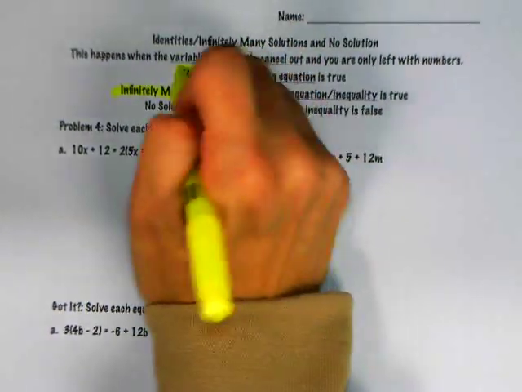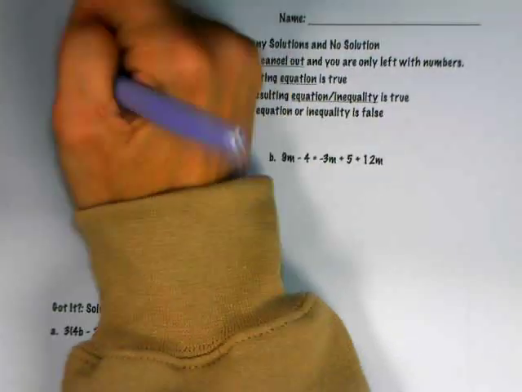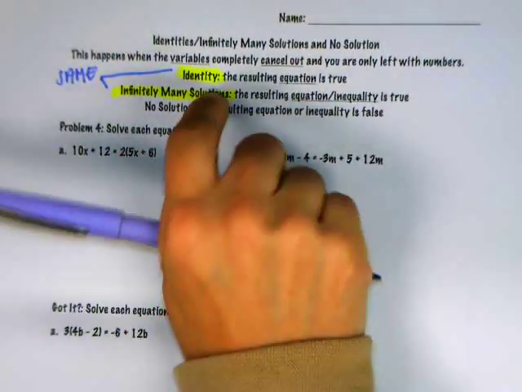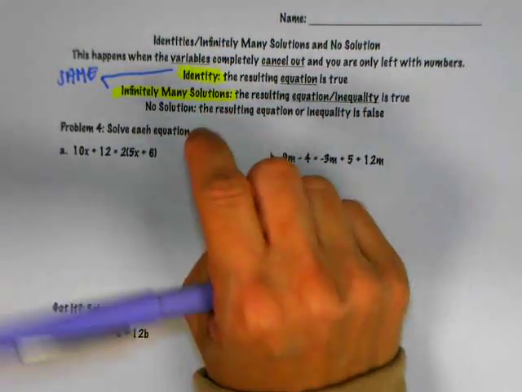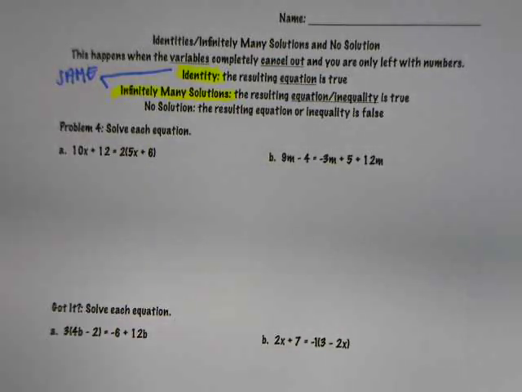An identity is also the same thing as that. So these are the same. It's just that identity can only be used for equations, whereas infinitely many solutions can be used for both. So that's why we're just going to use infinitely many, since it can be used for both. Okay. That's going to mean that every number works for the variable. Everything's a solution.